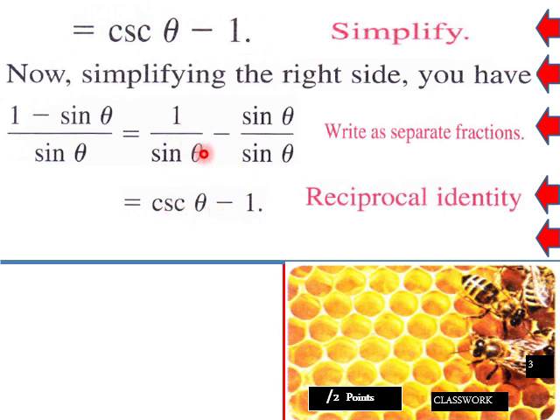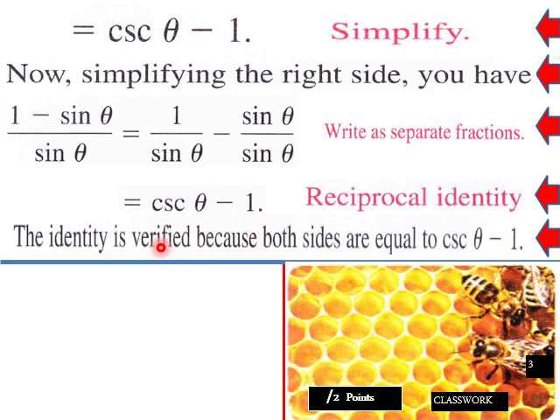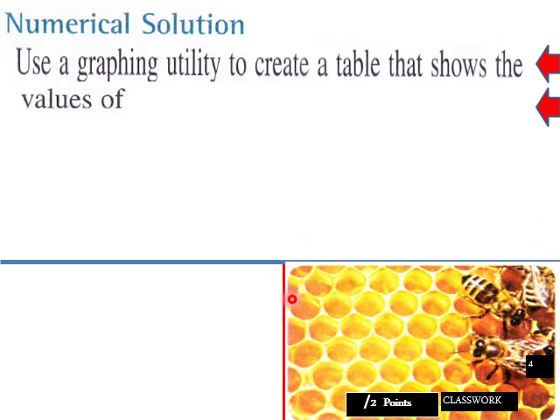This is cosecant, and this is 1, right? Sine theta divided by sine theta would be 1, so we have cosecant theta minus 1. The identity is verified because both sides are equal to cosecant theta minus 1. That's one way of doing it.